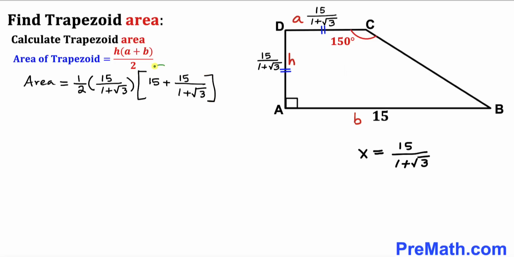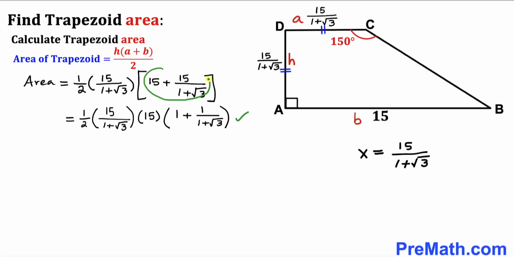I can write 15 plus 15 divided by 1 plus square root of 3. And now let's focus on this part. In the bracket we can see 15 and 15, they are in common, so I can bring 15 outside, and we can write 1 plus 1 divided by 1 plus square root of 3. As you can see in this next step, I have simplified this one over here. And now let's focus on this part inside this parentheses. And here I have copied it down.